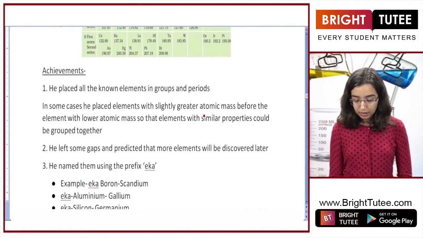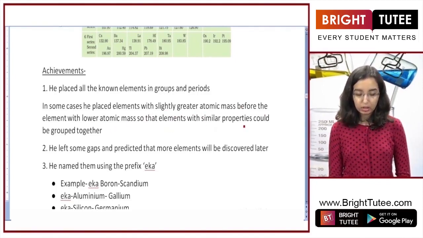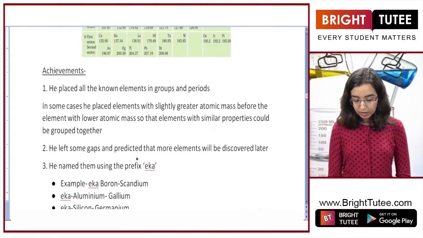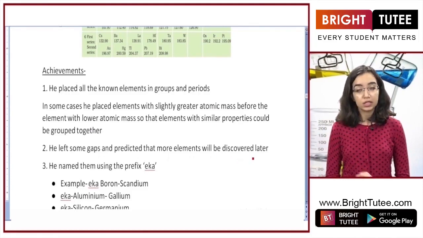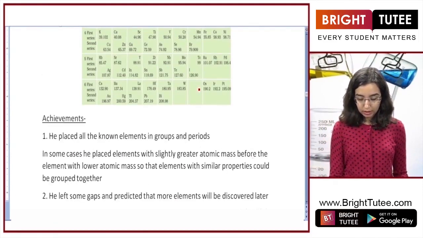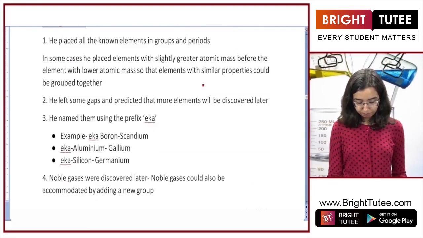So sometimes he placed the elements with slightly greater atomic mass before the elements with lower atomic mass so that elements with similar properties could be grouped together. He also left some gaps and predicted that more elements will be discovered later on in future. And that is why you can see gaps like these in the system. Now for the new elements that will be discovered, he used a prefix eka.